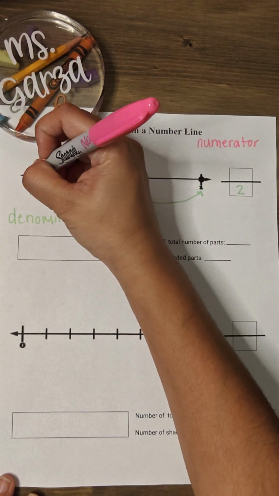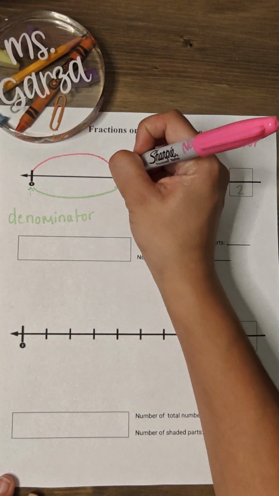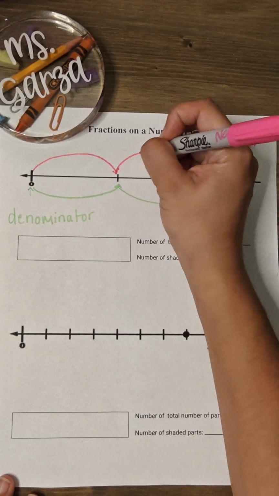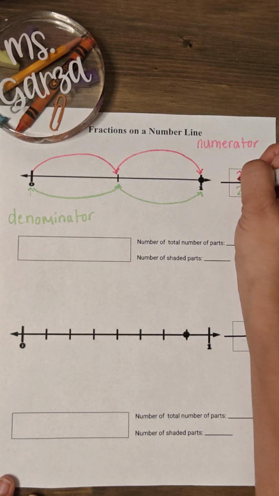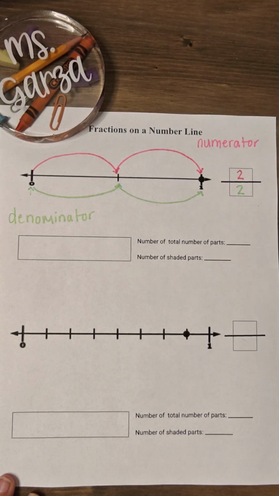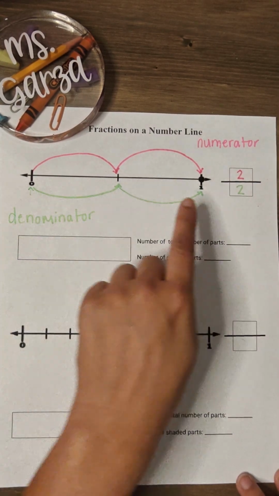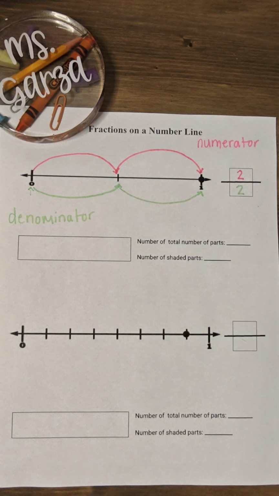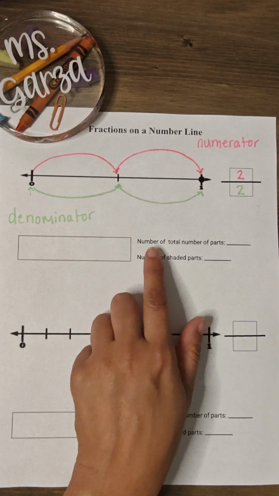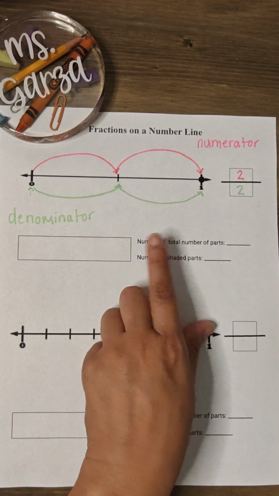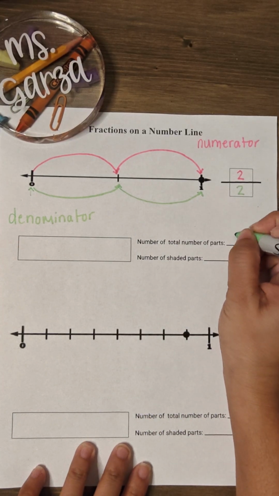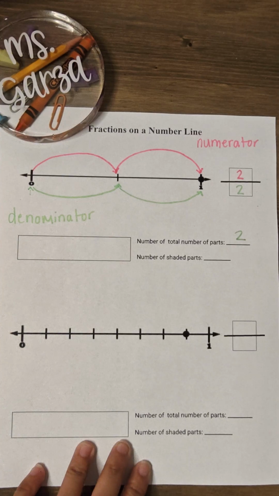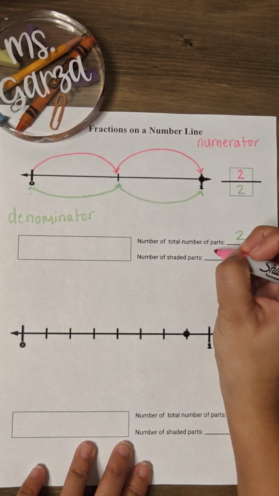Okay? So we have 1, 2. So our numerator is 2. Our denominator is also 2. The number of total parts that we have here is 2. The number of shaded parts is also 2.